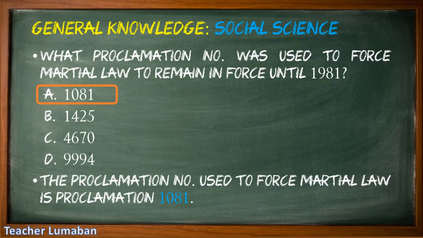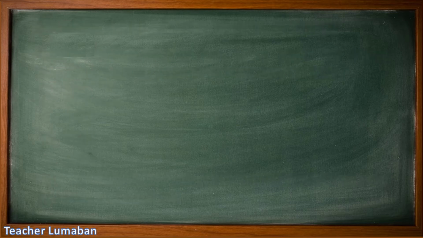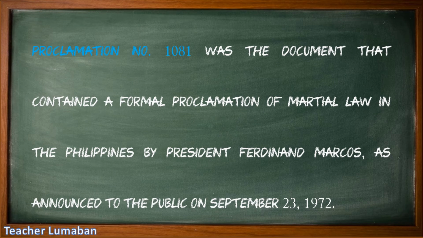The proclamation number used to force martial law is Proclamation 1081. Proclamation number 1081 was the document that contained a formal proclamation of martial law in the Philippines by President Ferdinand Marcos, as announced to the public on September 23, 1972.